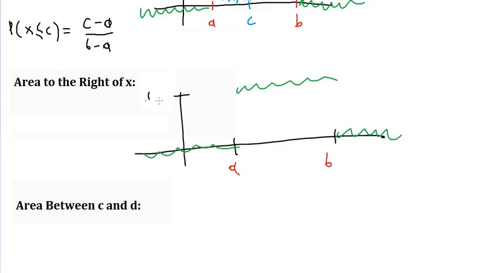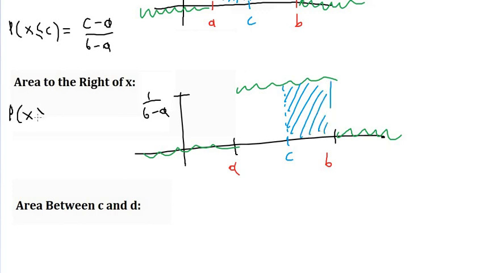Area to the right is, if we sketch it here, our height is 1 over b minus a, and we have some value c here. This time it is the area to the right of this rectangle. So the probability that x is greater than or equal to c will be base times height, where base is b minus c, and height is 1 over b minus a.